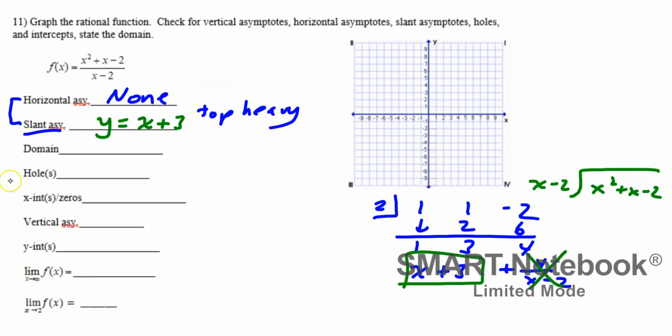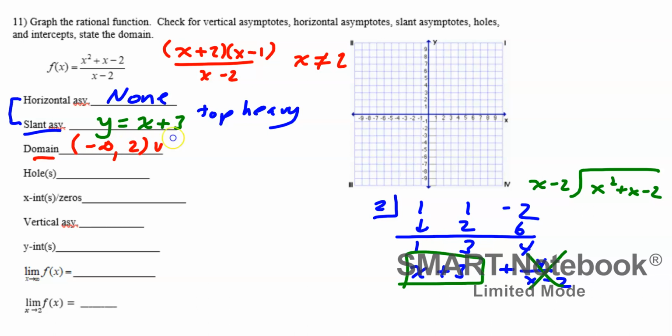Now, in order to find the domain, this is when we need to factor. So I'm going to come up to the top, and I'm going to factor the top to be x plus 2, x minus 1, and the bottom is x minus 2. So my domain represents everything that I can have, so we need to think about what we can't have. The denominator has x minus 2, so that means that x cannot be positive 2. So my domain is everything else. Negative infinity to 2, union 2 to infinity.